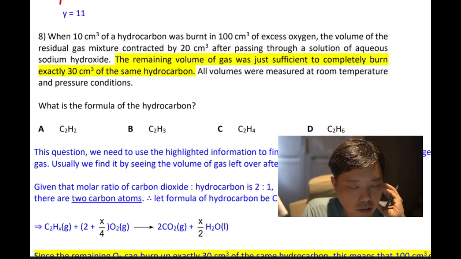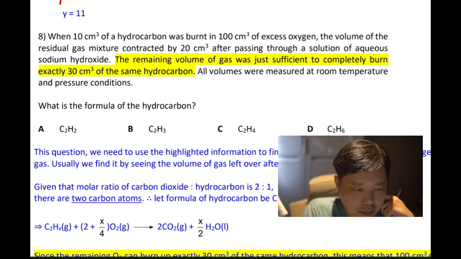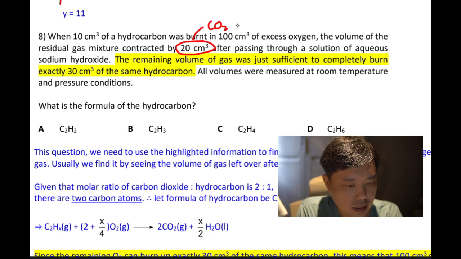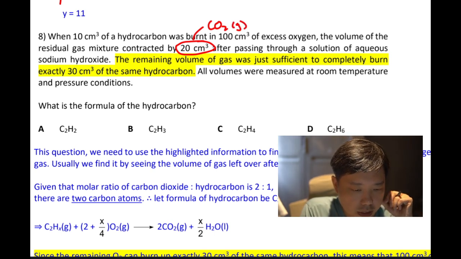Interesting MCQ. They say that when 10 cm³ of hydrocarbon is burned in 100 cm³ of excess oxygen, the volume of the residual gas mixture contracted by 20 cm³ after passing through a base such as sodium hydroxide. So we know from the onset that you have 20 cm³ of carbon dioxide gas, because it's acidic, it will be absorbed by your strong base, sodium hydroxide.